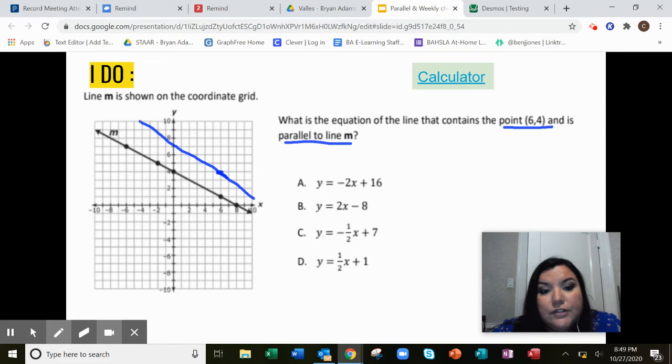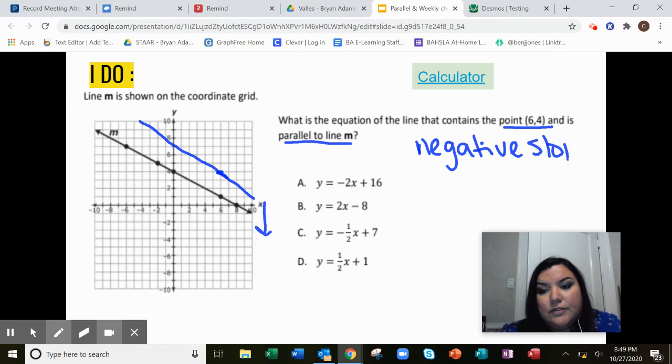So the first step we're going to do is let's try to see if we can eliminate. Our line is actually going down, right? So we know that if a line is going down, then the slope is negative. So I'm going to write here that we have a negative slope, right?